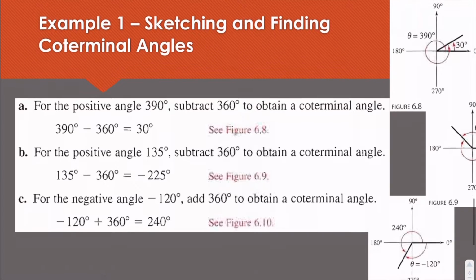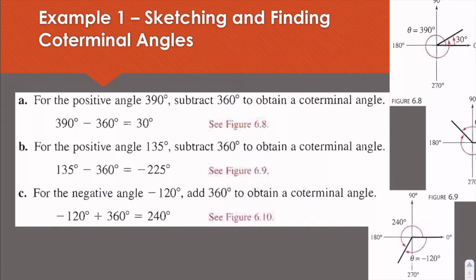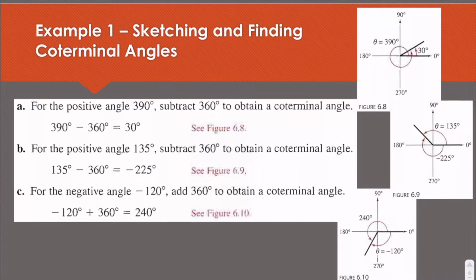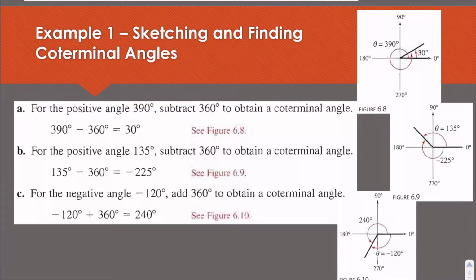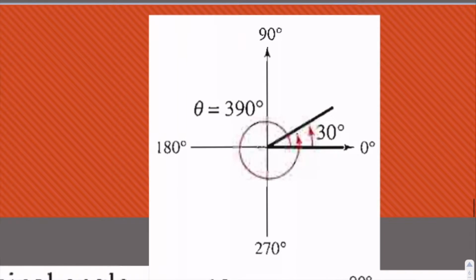So here in example 1, we're talking about sketching and finding coterminal angles. Let's take a look at this. For the positive angle 390, we could subtract 360 to obtain a coterminal angle of 30 degrees. That's listed in this figure right here. 390 starts at the positive x-axis, swings all the way around, and then goes beyond. That angle is beyond one full revolution, but it is coterminal with 30 degrees.